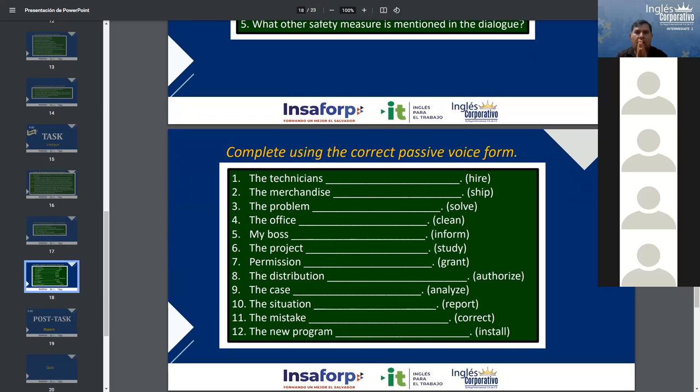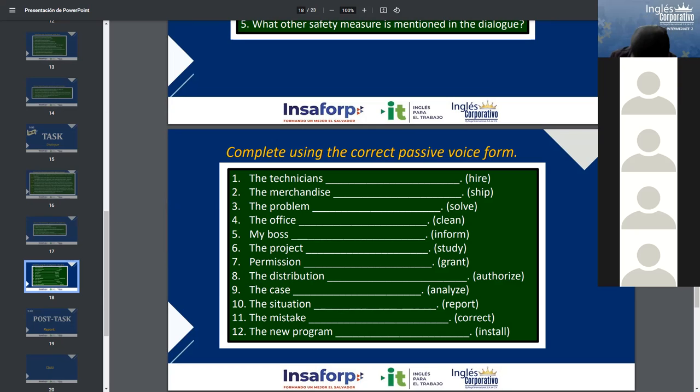I don't know what is the participle of ship. Ship is with letter E, double P-E-D, shipped. Ah, okay, shipped. The merchandise has been shipped. The merchandise has been shipped, okay.